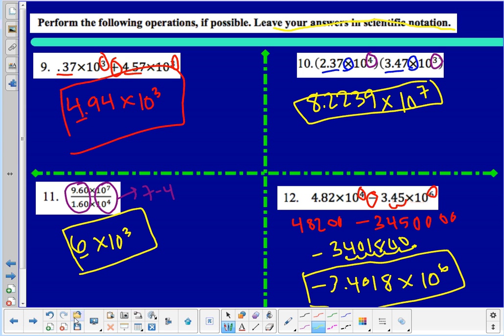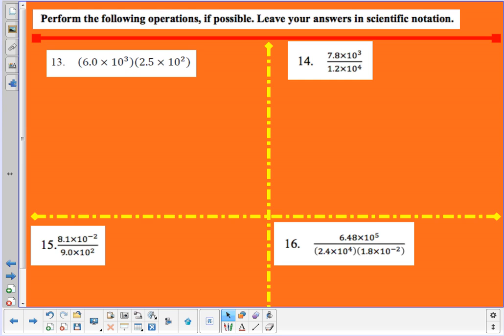All right, let's take a look at number 13. So in number 13, I have 6.0 times 10 to the 3rd times 2.5 times 10 to the 2nd. So I'm back to multiplication here. I want to multiply the first two things together. When I multiply 6.0 times 2.5, I get 15. And then when I multiply the powers, add those together, I get times 10 to the 5th.